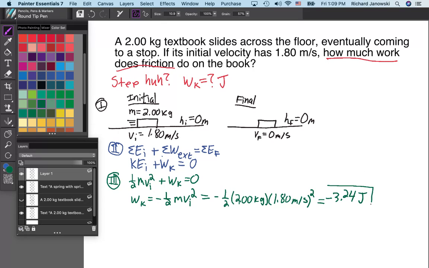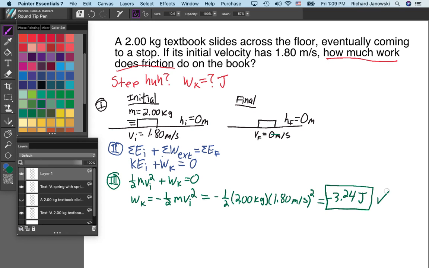So put a box around it, and then do step, think about your answer. We solved for the right thing. We did solve for work done by friction. Remember, that's what we were looking for up here. We gave it the right units. It's units of joules. It's negative. Does that make sense? It does make sense. Friction will do negative work. Friction is only ever going to take energy away. So we like this answer.